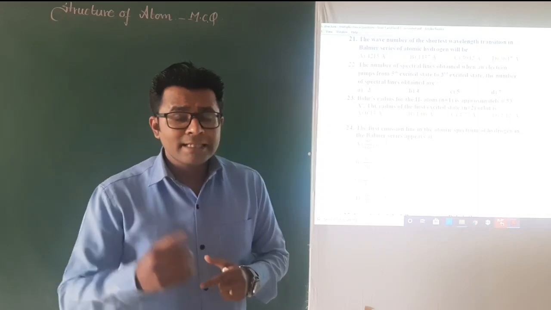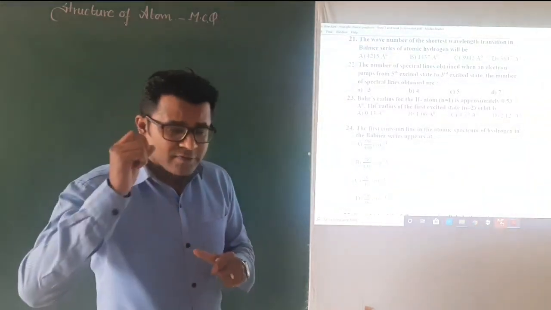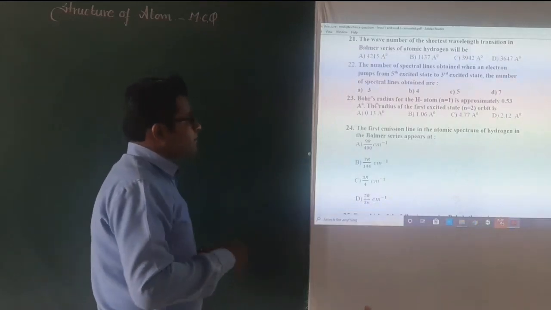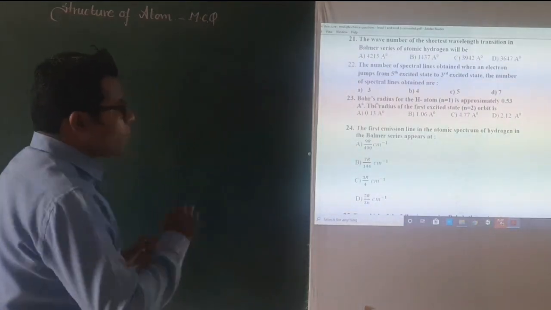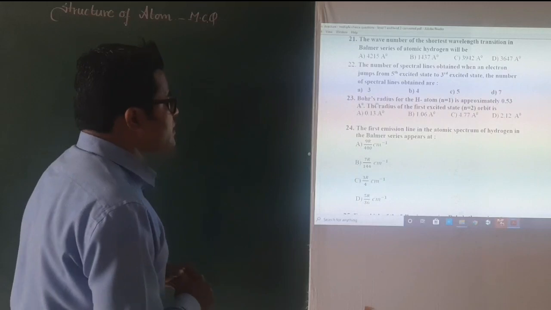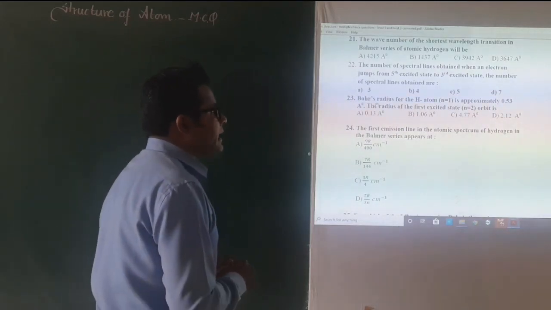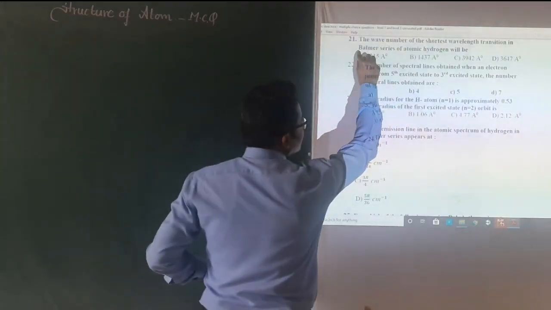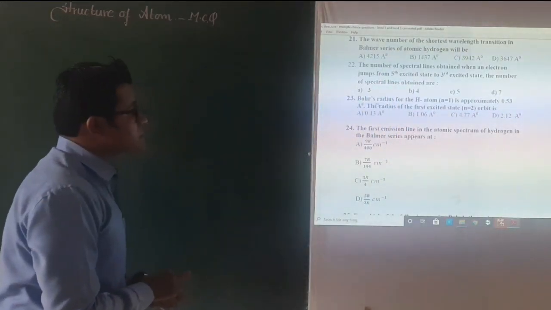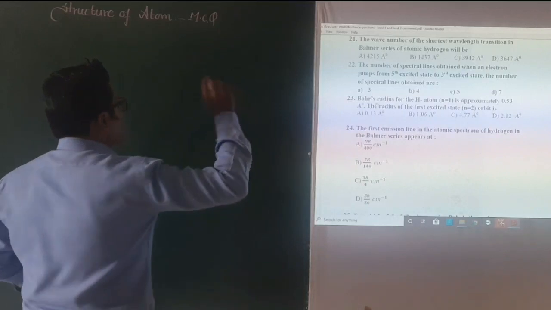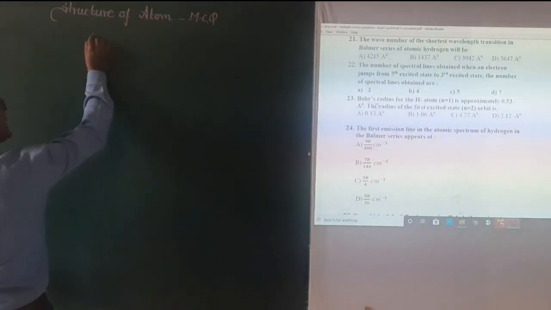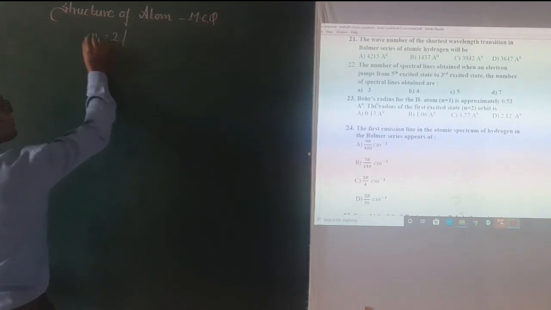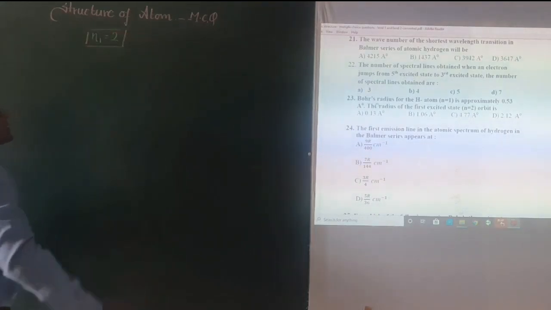So welcome to the next section of the multiple choice. As we start with the multiple choice, question number 21. The wave number of shortest wavelength transition in Balmer series of an atomic hydrogen will be. Now over here they have given us a hint that it is a Balmer series. So when there is a Balmer series, we know that N1 is going to be 2. So this is not a problem for us with respect to the Balmer series.